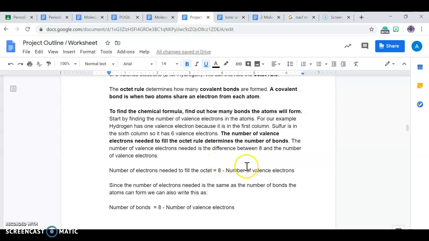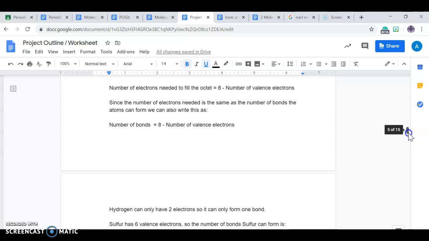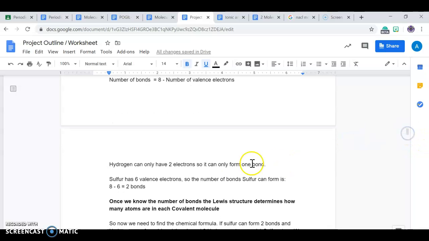You start with 8 and you subtract that by the number of valence electrons. Again, the exception is hydrogen, which just wants 2. That helps you figure out how many bonds the nonmetals are going to have, right? So if they're sharing electrons, you figure out how many bonds sulfur can have. If it has 6 valence electrons, then it can form 2 bonds, right? It wants to share electrons with 2 other atoms to get to 8.